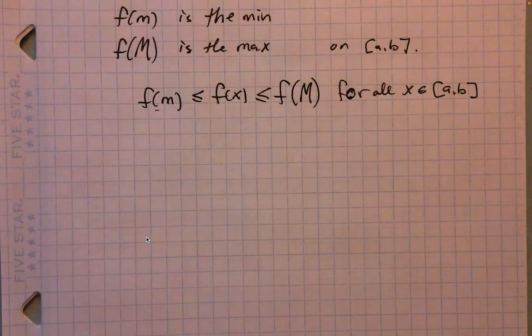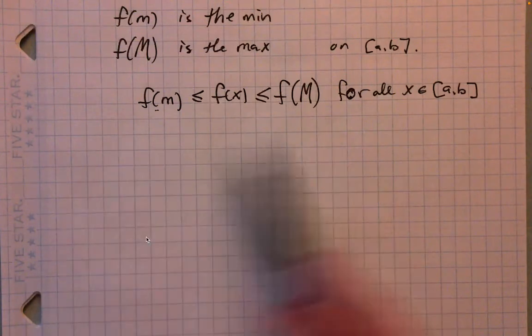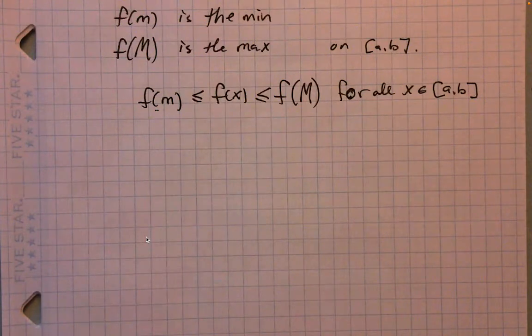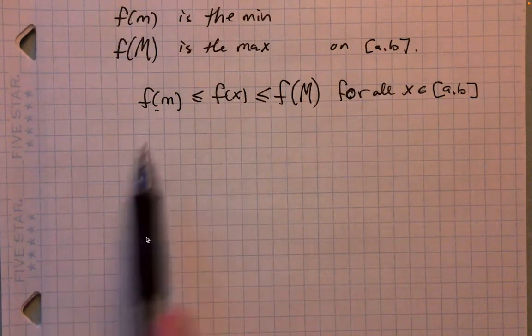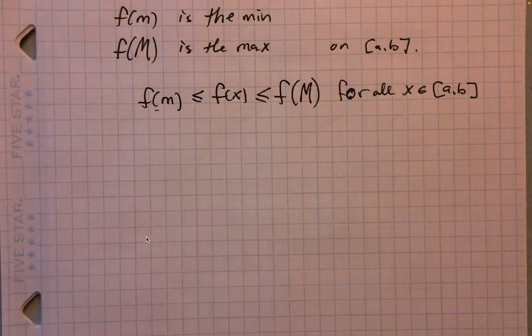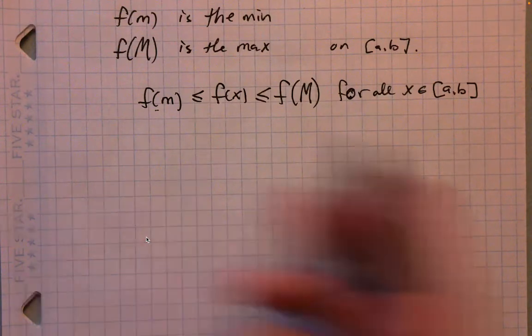All right, so there's nothing controversial in that, right? f is a non-constant function. It's going to have a min and a max. Even if it was a constant function, it'd still have a min and max. They'd all just be the same value. But there's nothing controversial here. Okay. Now let's integrate this.